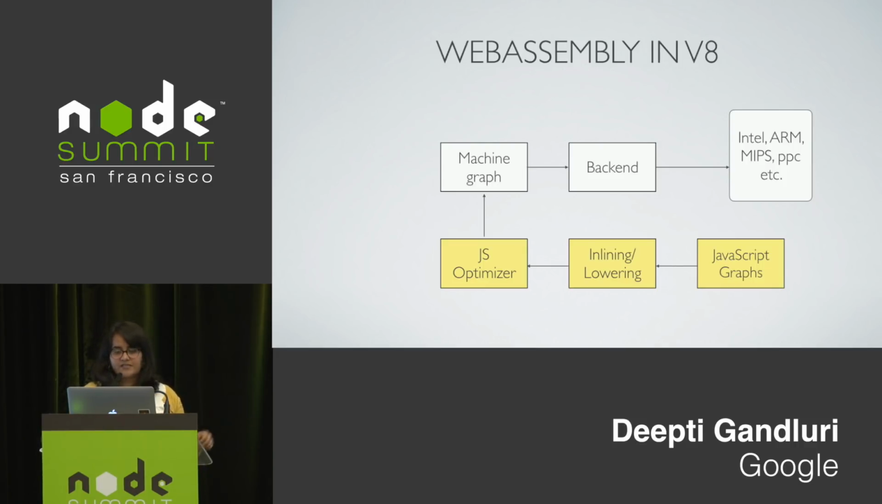So how does WebAssembly fit into this picture? What the WASM compiler does is, WebAssembly is already optimized. It has static type information, so you just directly feed it into the machine graph, which goes to the backend, and it generates machine code specific to the platforms, which could be Intel, ARM, MIPS, whatever native code you want to generate.